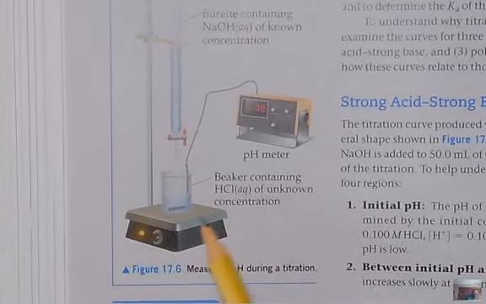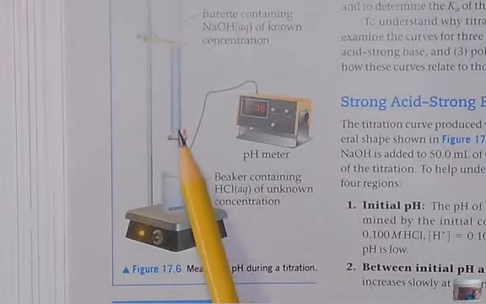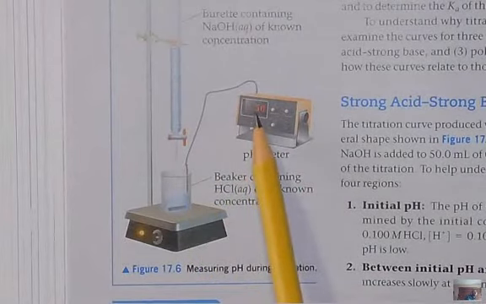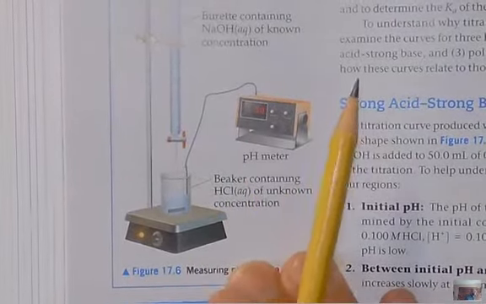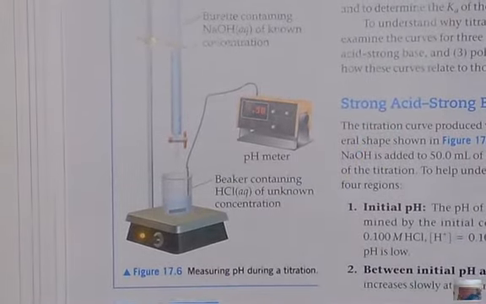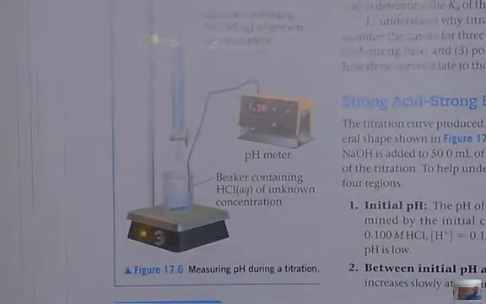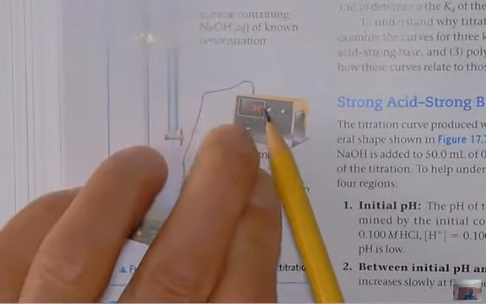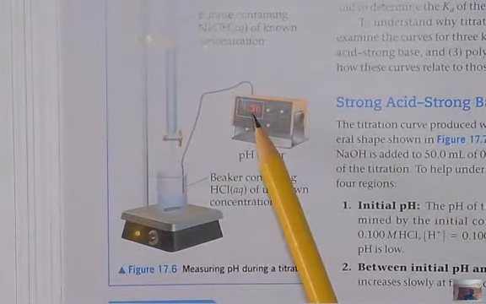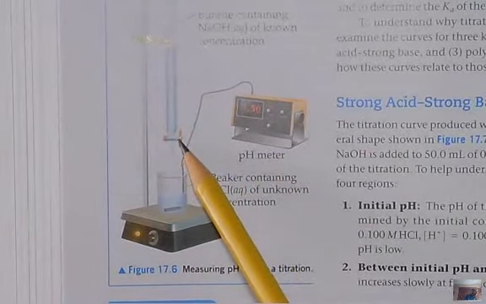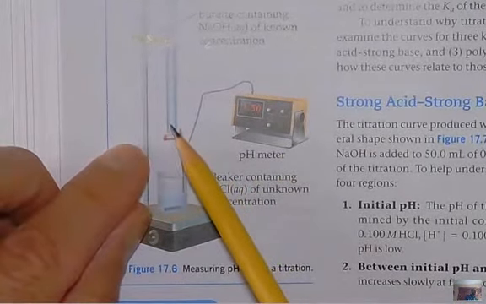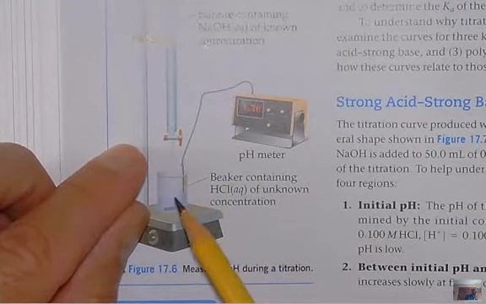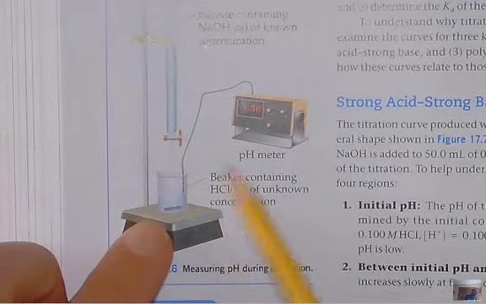Before I add any sodium hydroxide, this solution has a very low pH. It's a little hard for you to see, but it's pH 1.5, very low. I start to add the sodium hydroxide by opening up the nozzle, which is called a stopcock. Drop some in, stop it, and write down the pH.